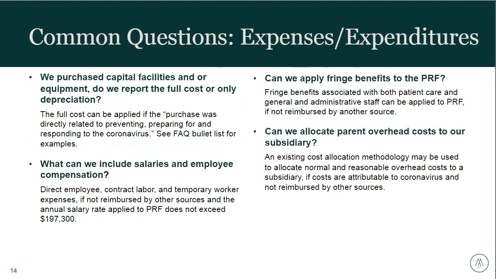And then thinking about expenses and expenditure specific sorts of questions. What we've seen related to capital facility or equipment purchases is some shifting in FAQ guidance. But really thinking about that, like what do we do with this? Do we only report the depreciation component or can we report the full amount? So really the thing to think about from this in the most recent guidance is if the purchase was directly related, basically I'm just going to encompass this to say directly related to COVID, then the full cost of this can be applied. And there's a whole bunch of examples that goes with this.